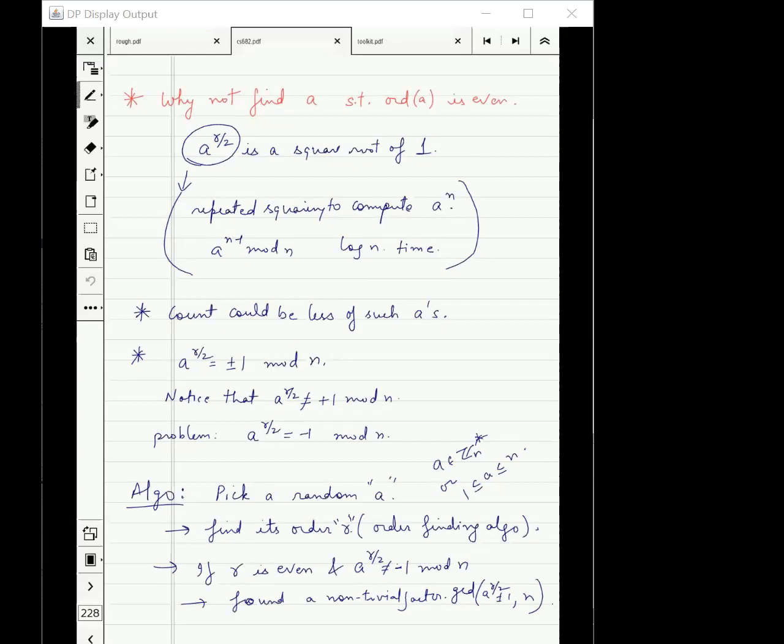But otherwise, the trick would be you pick any A between 1 and n. If it is in Zn star, then we are done. If it is not in Zn star, then... Pick another A less than n? No. You should just take the GCD. You should be really happy if A is not in Zn star.